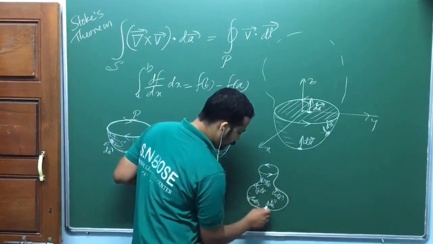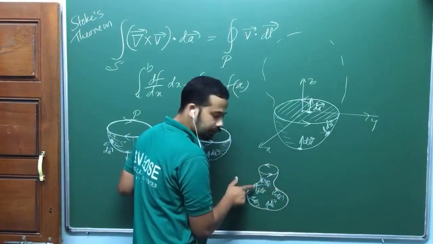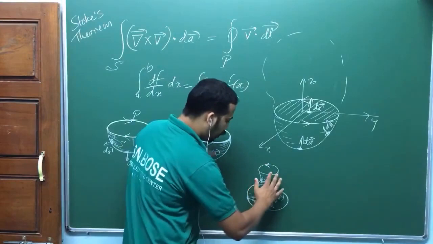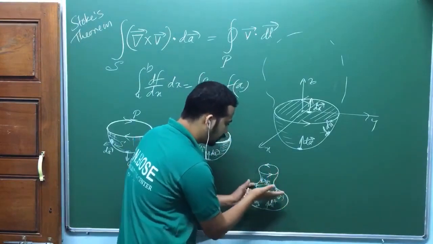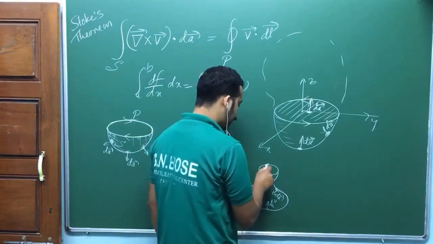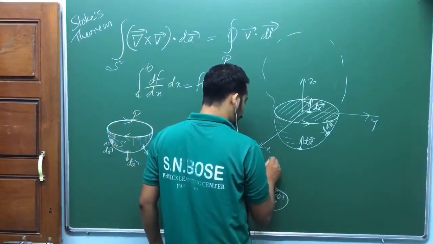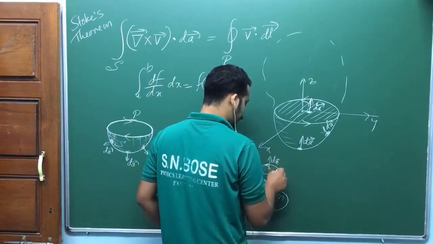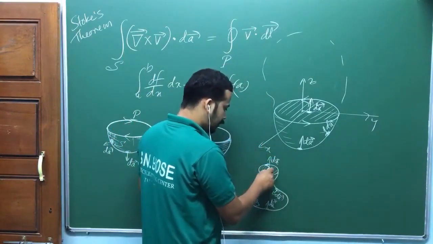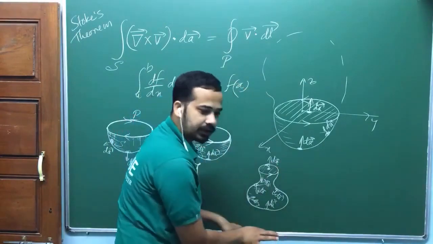So don't take the dA vector like this, because my right-hand thumb rule says like this. Or you do one thing: just shrink it to a plane. If the surface you had taken was a plane, then you would have chosen the dA vector like this. Just take it as a rubber sheet, and now I'm making it into a pot.